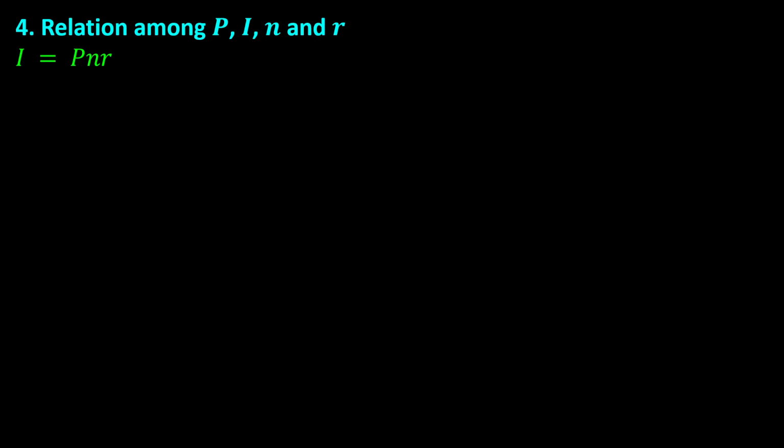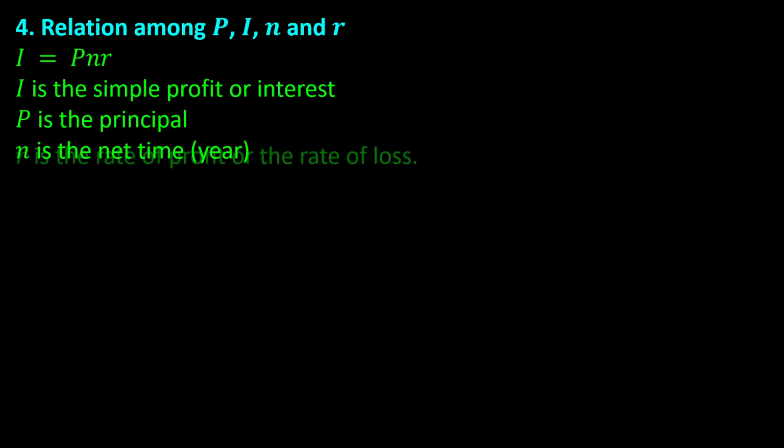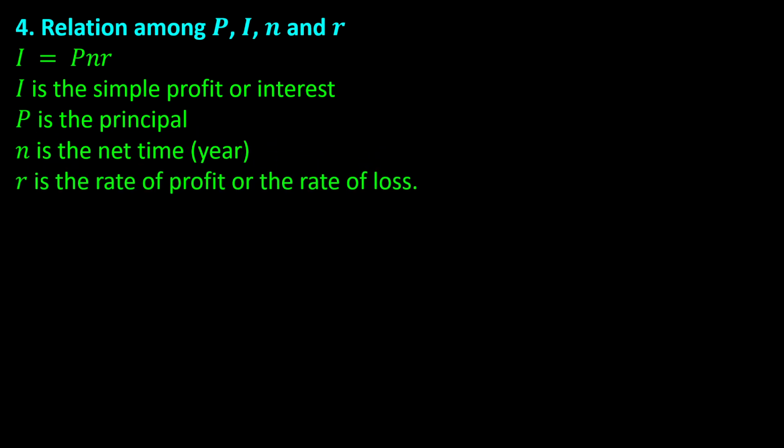The relation among P, I, N and R is I equals PNR, where I is the simple profit or interest, P is the principal, N is the net time in a year, R is the rate of profit or the rate of loss.